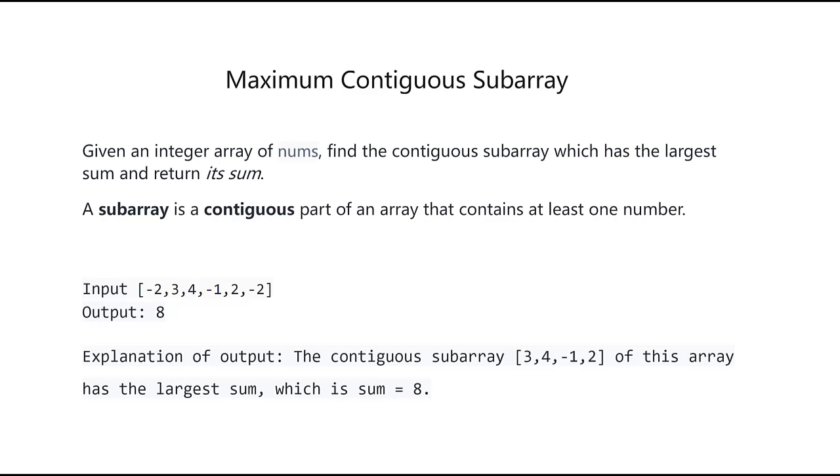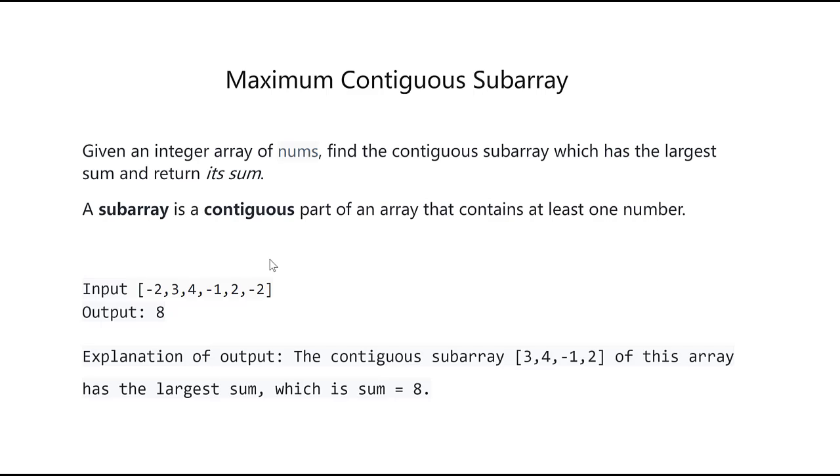Given an integer array of nums, find the contiguous subarray which has the largest sum and return its sum. A subarray is a contiguous part of an array that contains at least one number. Now, with the word contiguous, we are referring to the largest sum of numbers that you can sum up in a row from any subarray of the array.